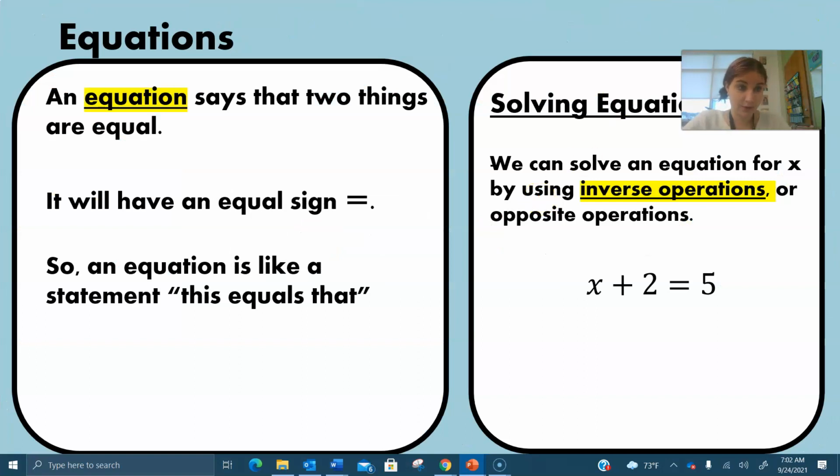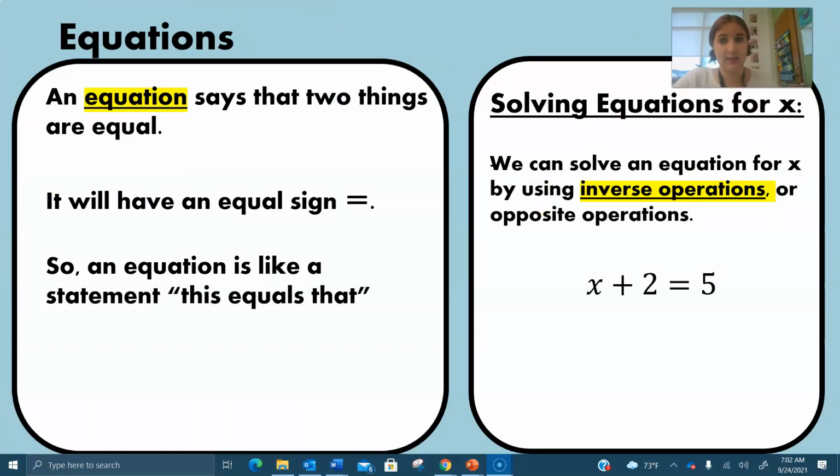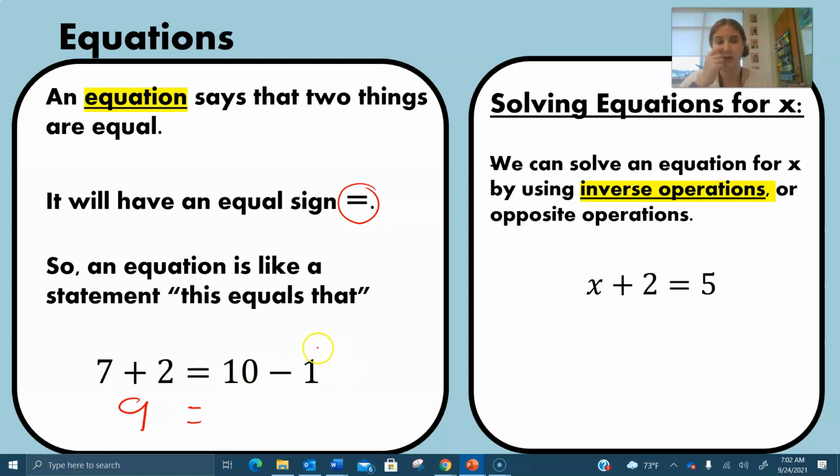First, a quick review on equations. An equation says that two things are equal. One side of the equation is equal to the other side. The values are equal, and we use an equal sign to show that the two sides are equal. So an equation is like a statement that says this equals that. For example, 7 plus 2 is 9, which is equal to 10 minus 1, which is also 9. So both sides are the same.